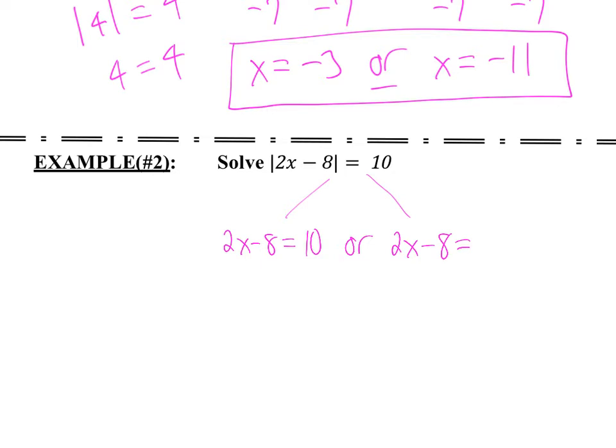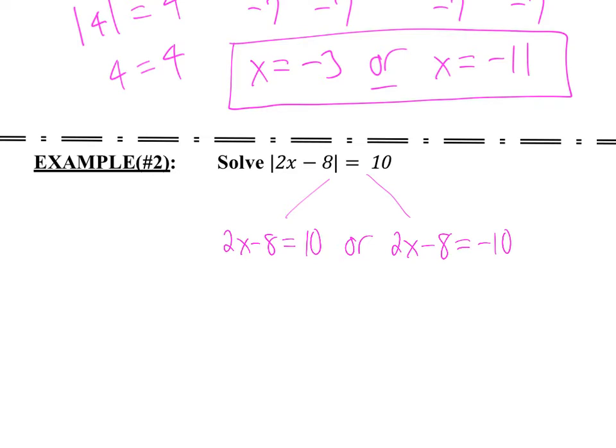Oops. Negative 10. Okay? Now, very important, when you split it, that will take care of the absolute value symbols. Once you split it, do not keep the absolute value symbols around the 2x minus 8. Okay? It will actually be wrong if you do that.